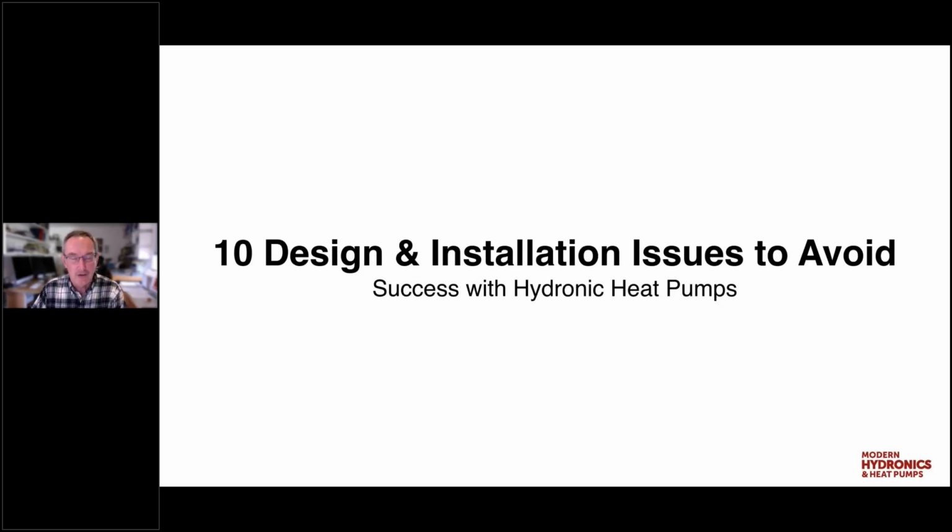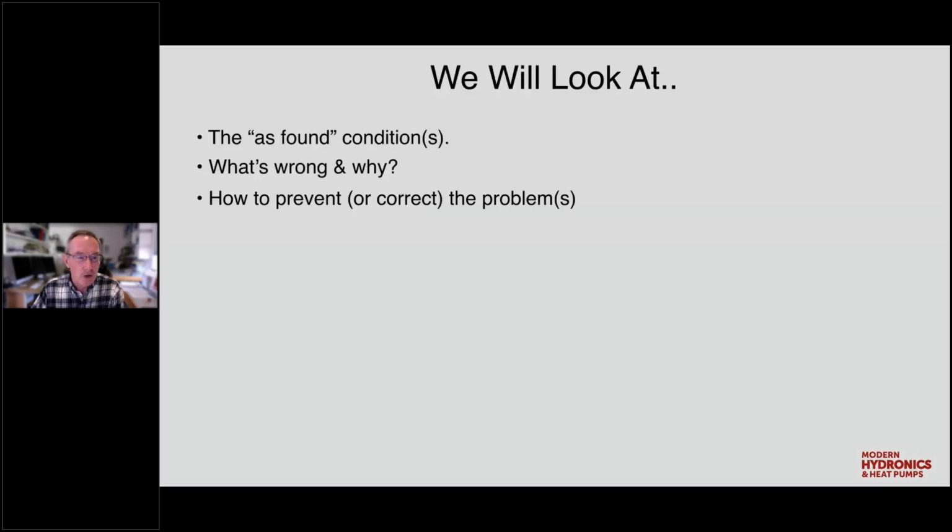These are things not to do rather than telling you what to do. These are things not to do. So we're going to look at as found conditions with some photos. We're going to describe what's wrong and why it is wrong. What's the fundamental concept that's being violated here? And then we're going to also talk about how to prevent the situation if you're in a design mode. Obviously there are details that you can use to prevent problems, or if it's already been installed, what can be done to correct the problem.